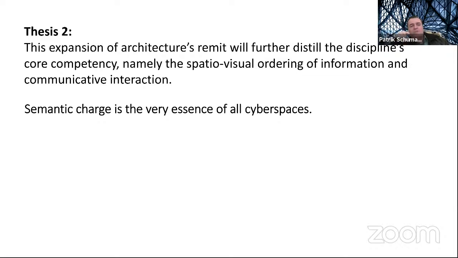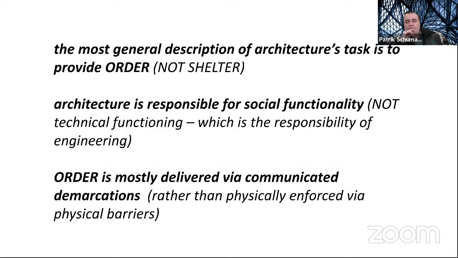But what I found interesting is that the semantic charge is the very essence of all cyberspaces. So what I call the semantic charge, this idea of a semiological project, which I've been emphasizing. So when you develop cyberspace, you realize that it's the iconography by which you can find the appropriate spaces, you can distinguish its ordering in space, but also which shapes and colors and atmospheres are for what kind of interactions, etc. So I've always been saying this is about ordering interaction processes and social functionality. And that is usually, in real spaces and in cyberspace too, delivered via communicated demarcations. It's not so much physical barriers.